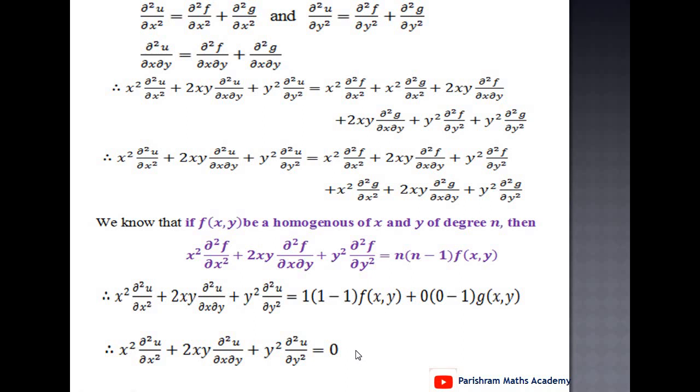Okay, last example. If u equals sine inverse of (x^(1/3) plus y^(1/3)) upon (x^(1/2) plus y^(1/2)), then show that x ∂u/∂x plus y ∂u/∂y equals minus 1/12 tan u.